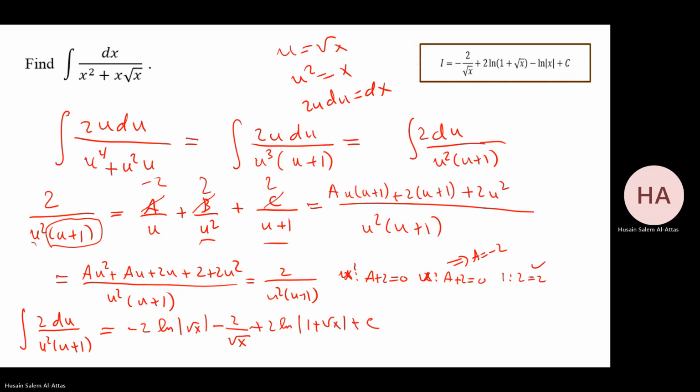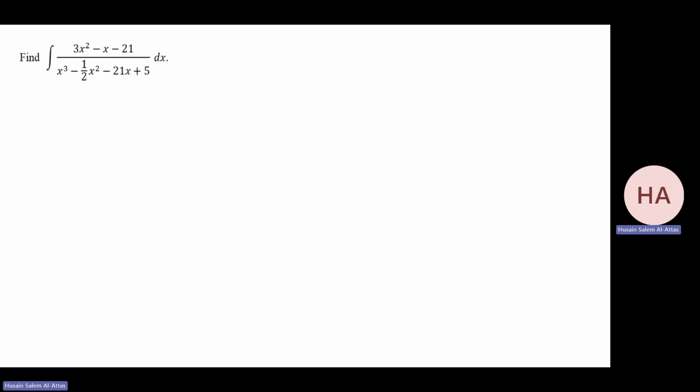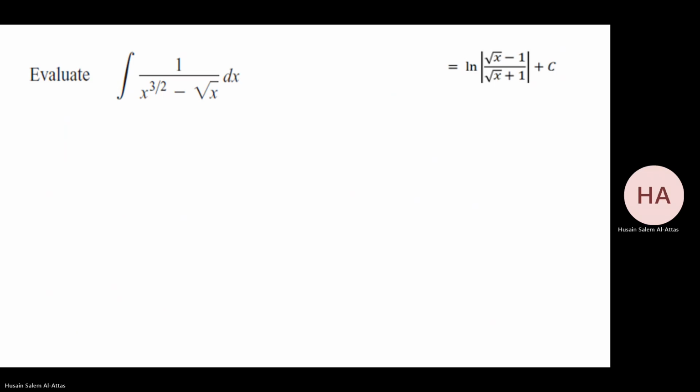Plus c. Is it the same? Yeah, this is okay. This one is not okay. Oh, this is the trick. This is x to the power half, so the half will give me minus. So it will be minus ln absolute value of x minus 2 over root of x. Here I don't need absolute value because this is always positive. Plus 2 ln 1 plus the square root of x plus c. Not that difficult, but you need to be careful with the calculation.